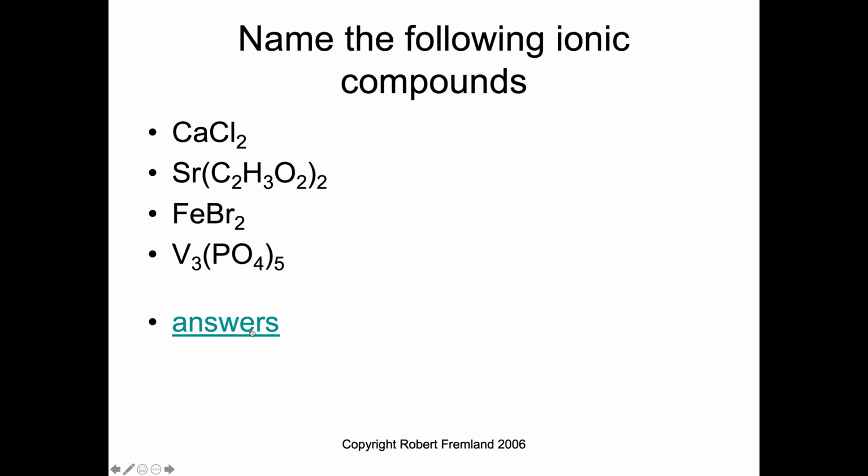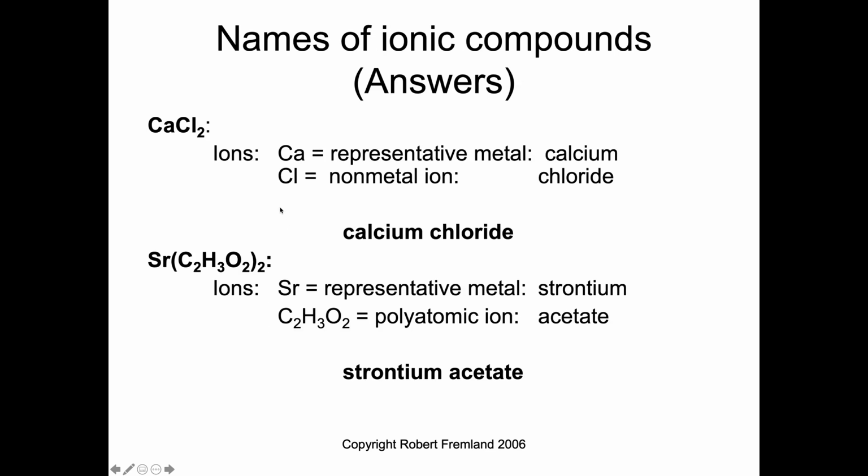All right, you're back from pause. Here we go. I'm going to do this quickly because we're getting out of time on this part. Calcium, CaCl2, right? So calcium, don't have to do anything with it. It's just calcium, and Cl, calcium chloride. Sr, also a representative metal, strontium. This monster is a polyatomic ion, obviously, acetate, so it's strontium acetate.